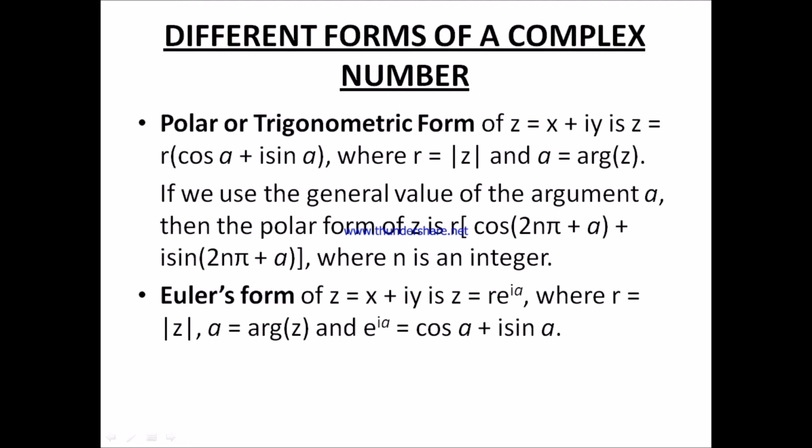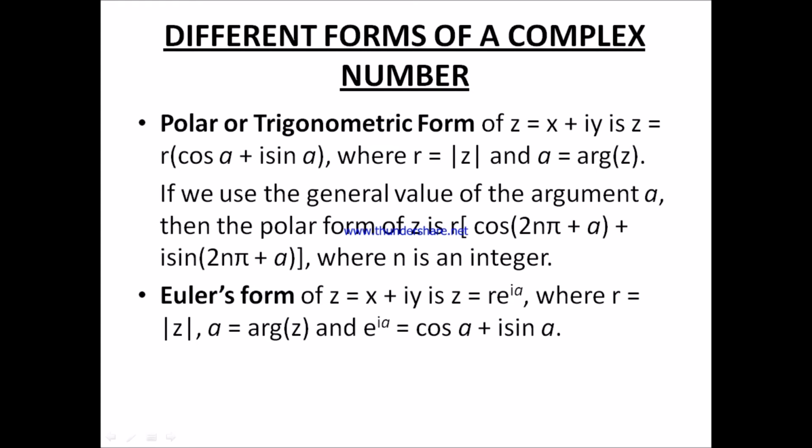However, if we use the principal value of the argument of Z for alpha, it can be very misleading, since we can't differentiate between different complex numbers with this form. Hence we have to use the general value of the argument, using which we can get the right plotting of that complex number Z. It can be done in the following way: r into cos of (2n pi plus A) plus i into sine of (2n pi plus A), where n is an integer and the value of A varies as it moves through the first, second, third and fourth quadrants.